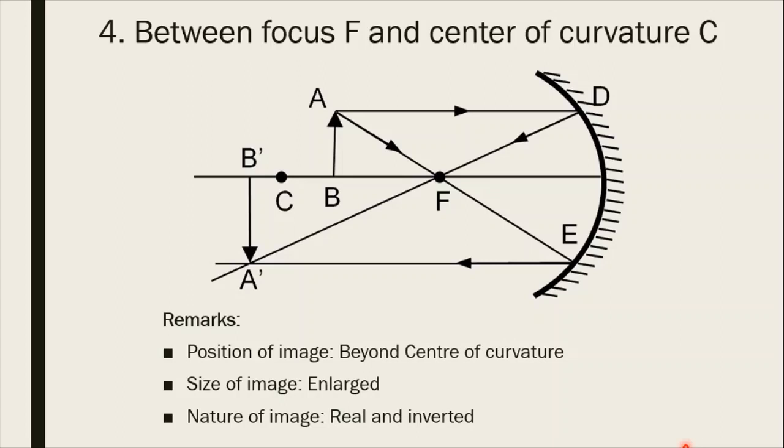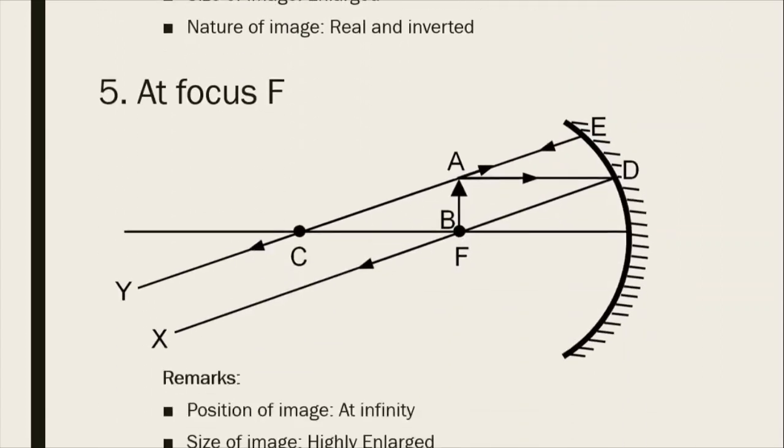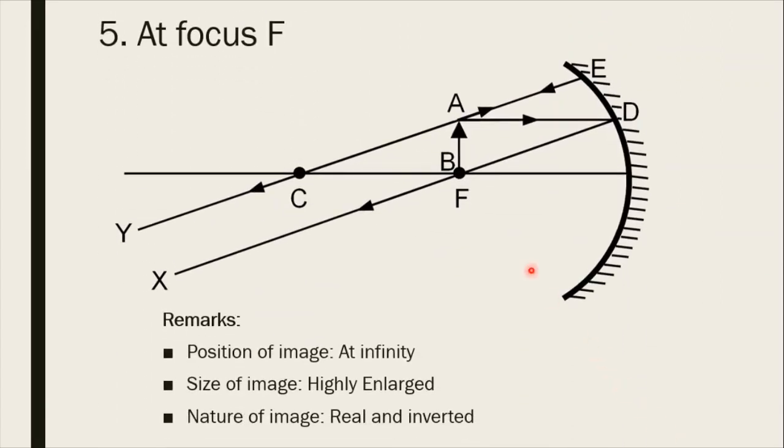Let us consider the fifth position now. That is, when the object is placed right at the focus of the concave mirror. We again take two rays, one which is passing through the center of curvature and after reflection follows the same path back, and the second which is paraxial and after reflection passes through the focus.